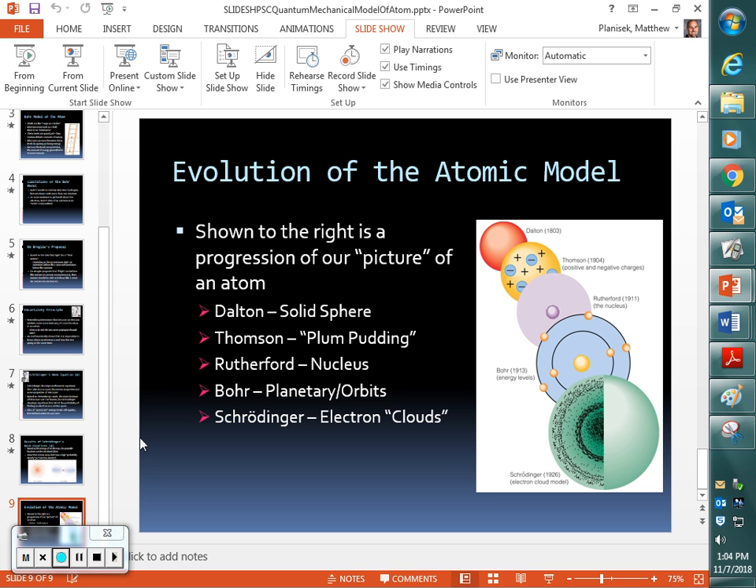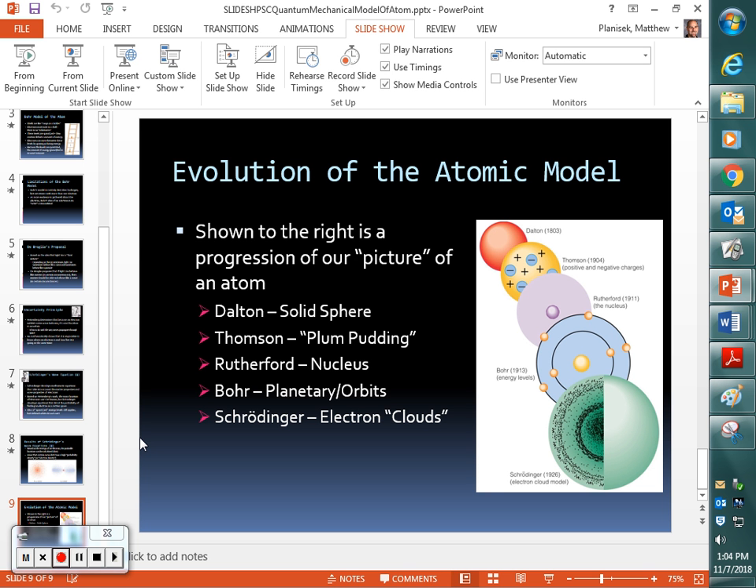Then Rutherford comes along. Rutherford, or his students, do what experiment? Gold foil. And the main conclusion of the gold foil experiment is that the nucleus exists. So that's why we add the nucleus, that small part in the middle. Then Bohr comes along. Bohr introduces the idea of energy levels, orbits that electrons can exist in and nowhere else. That's why we have those rings.